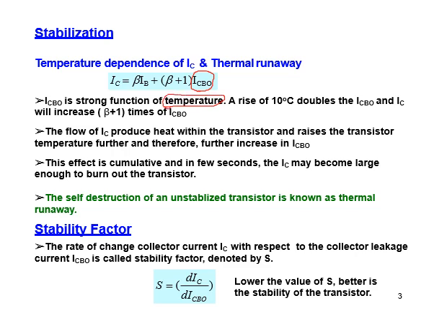This ICBO is a strong function of temperature as it depends on the concentration of the minority carriers. With the increase in temperature, the concentration of these minority carriers goes on increasing. For every 10-degree rise in temperature, the number of minority carriers doubles. That's why ICBO becomes double for every 10-degree rise in temperature. This increase in ICBO leads to an increase in heat produced within the transistor, and it will raise the temperature of the transistor. This process is cumulative and within a few seconds the transistor burns out. This self-destruction of the transistor due to instability is called thermal runaway.